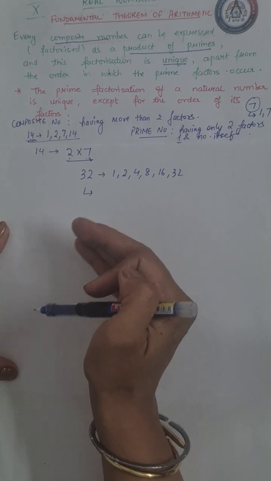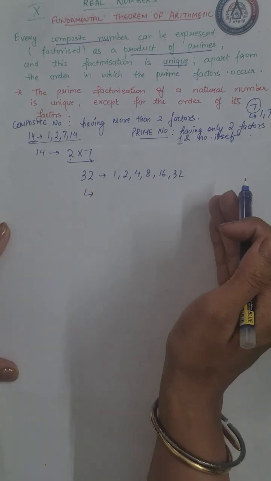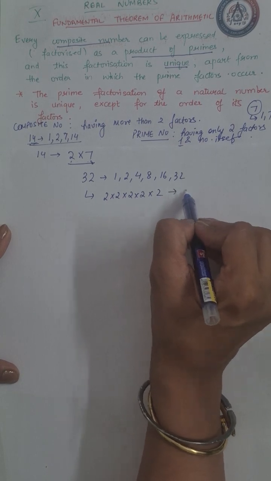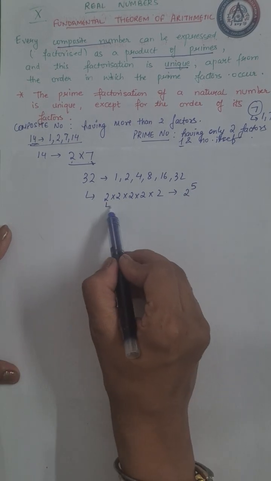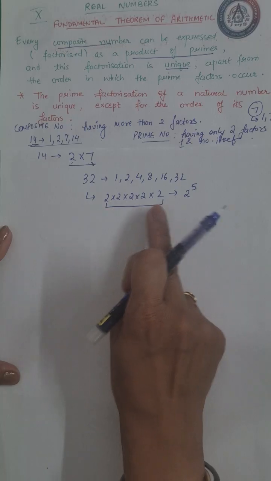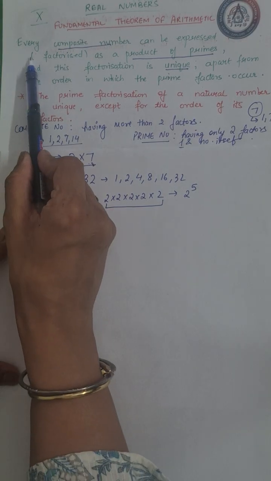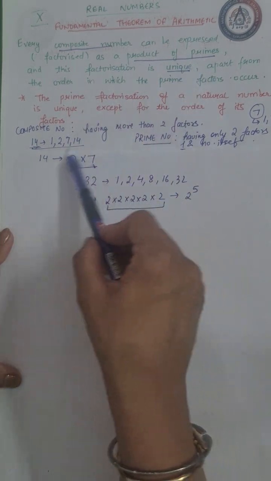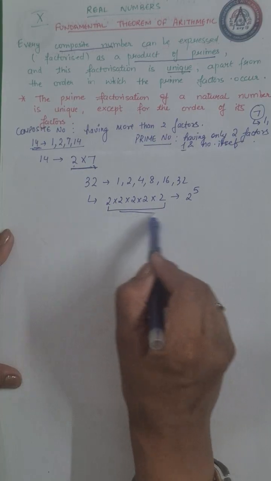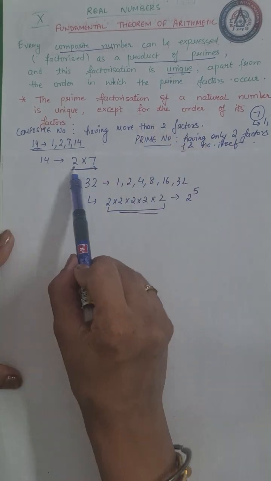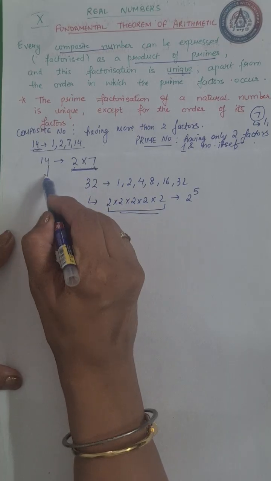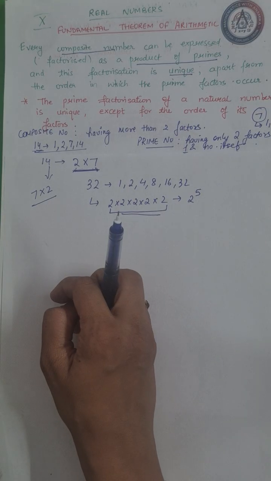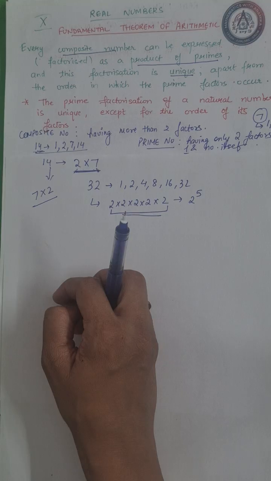And when I get the prime factorization, the composite number as a product of primes, it will be 2 times 2 times 2 times 2 times 2. That is, we have 2 to the power 5. All these are prime numbers. So the statement says every composite number can be expressed as a product of primes. And the factorization that we have done for 14 and for 32 as examples is unique. Only the order can be changed. For 14, I can also write 7 times 2. The order is changed, but the numbers into which it has been divided will be prime numbers.